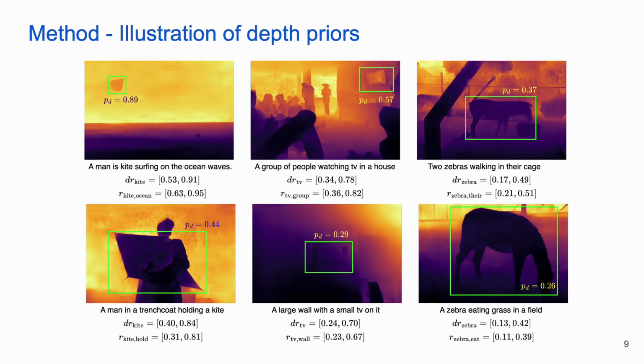To illustrate the depth priors, let's consider the first example of an object, kite. Our approach calculates a higher depth range for the kite, indicating it is farther from the camera due to the context inferred mainly by words surfing and ocean in the caption. Conversely, the depth range of a kite is calculated as smaller, indicating it is closer to the camera in the second image below, due to the context inferred mainly by words man and holding in the caption.